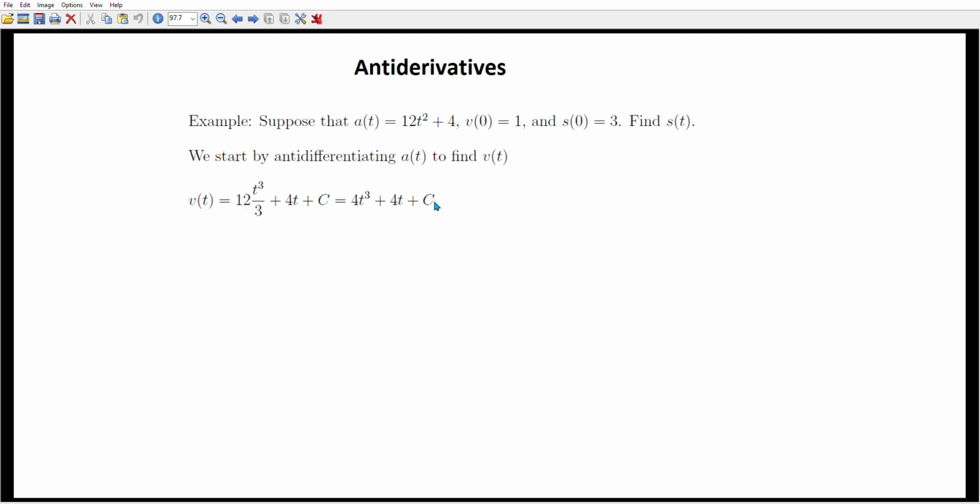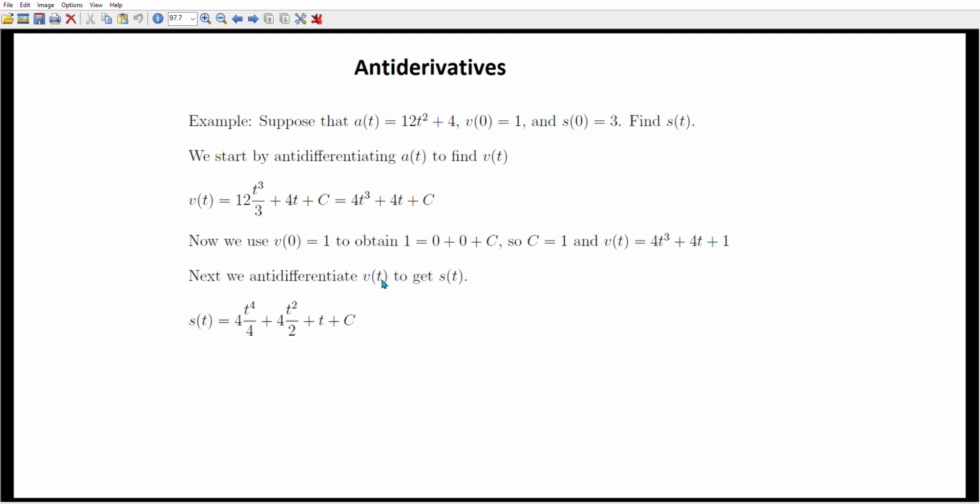And we have our arbitrary constant, and 12 times t cubed over 3 is 4t cubed. So this is what we know without using any initial conditions, but we have v of 0 equals 1. So we're going to plug into here, and we're going to get 1 is v of 0, which is 0 plus 0 plus c. And that makes c equal to 1. And when we plug that back in, we get that v of t is 4t cubed plus 4t plus 1.